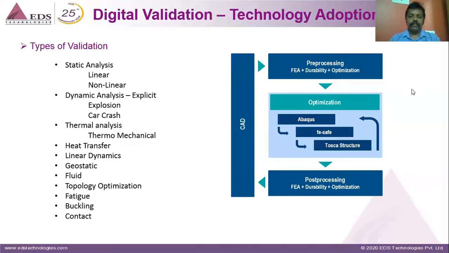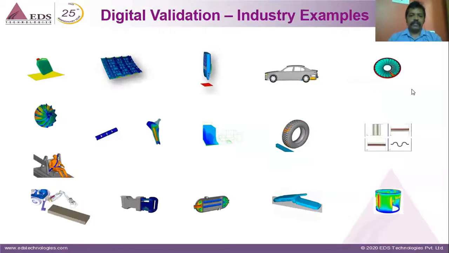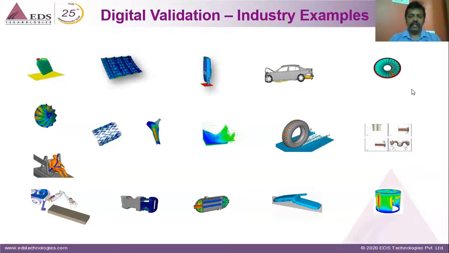CAD to FEA, pre-processing stage. You solve it, and the output comes to a post-processing stage. You try to understand the behavior or the physics, and if everything works well, then this cycle stops. If it doesn't, then you go back to CAD and remodel, and the cycle continues. This particular slide is a very interesting slide where whatever I've told earlier can be connected, and I will even explain. These are all industry examples.